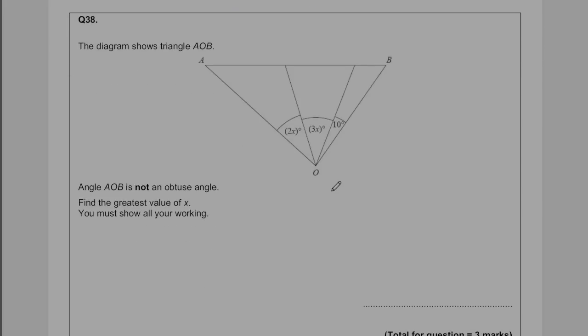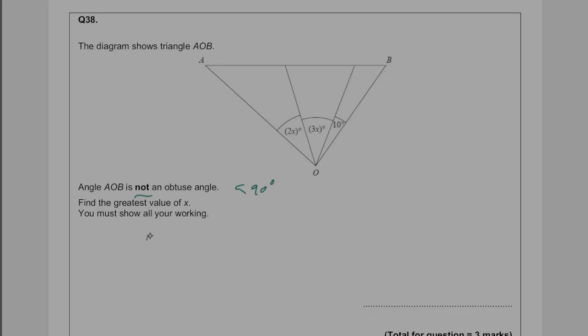Okay, question 38. Diagram shows triangle AOB. Angle AOB is not obtuse. Find the greatest value of x, you must show your working. So not obtuse means that it's got to be less than 90 degrees. Find the greatest value for x, so we've got to add them together.